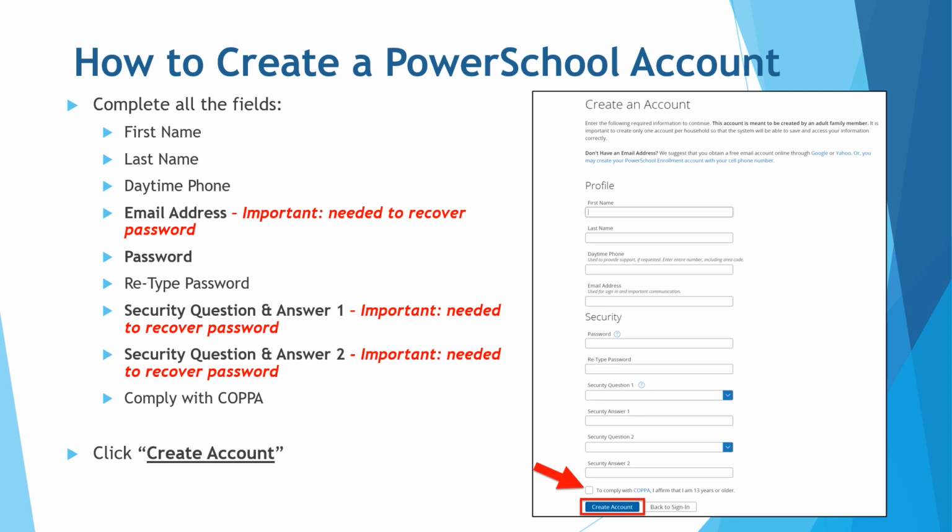If you choose to recover your password using your email address, a temporary password will be sent to the email address used to create the PowerSchool account. If you choose to answer your security questions instead, you will be able to change your password after successfully answering your security questions. Next, comply with COPPA and click Create Account. This is the last step to create your account.